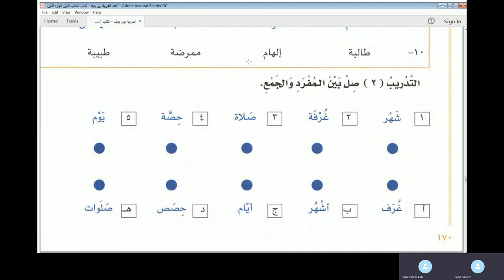At-tadrib ath-thani: sil bayna al-mufradat wal-jam'. Join between the singular and plural words. Mufradat means singular, right? Yes. Join between the singular and the plural.